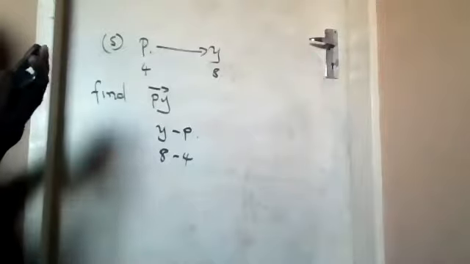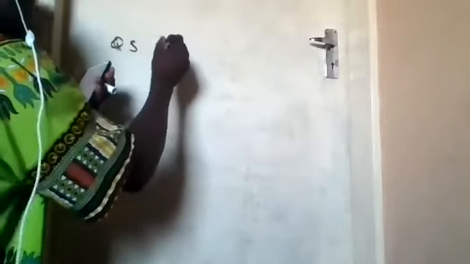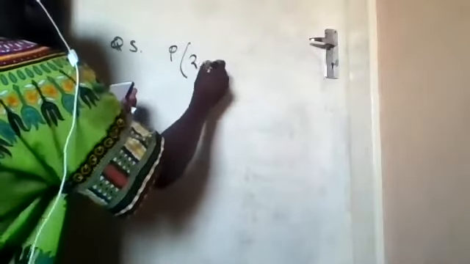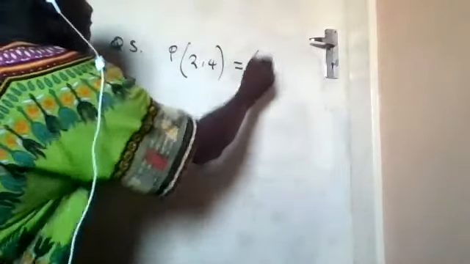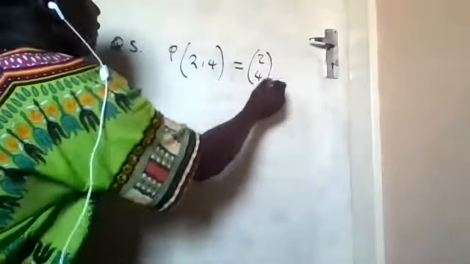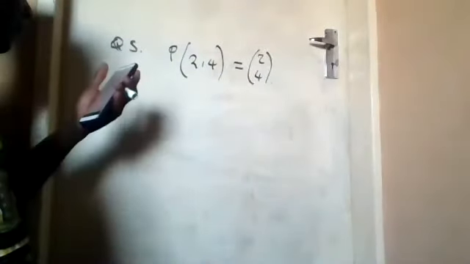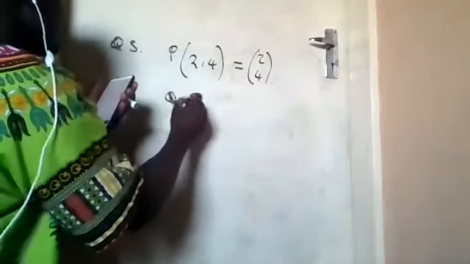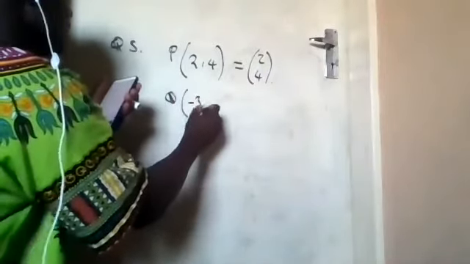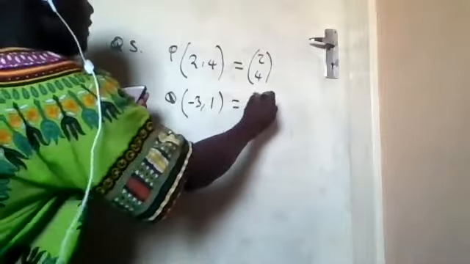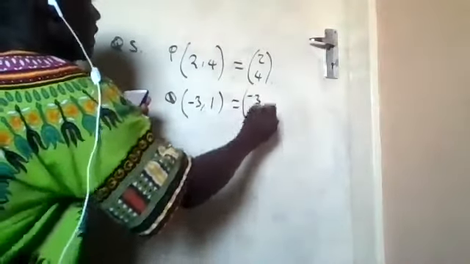So when they say find, we are given P and Q as column vectors. Question 5, we are given P to be 2 and 4, but be reminded that this can also be written in that form because these are column vectors. And then Q, we are given that the point Q is -3, 1. These are column vectors, can also be written in that way.